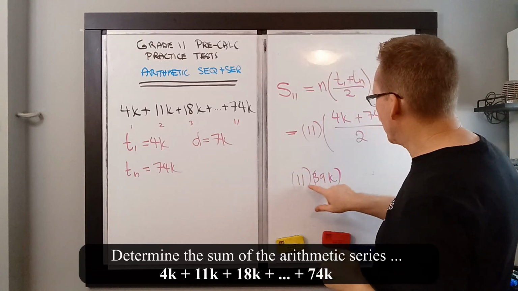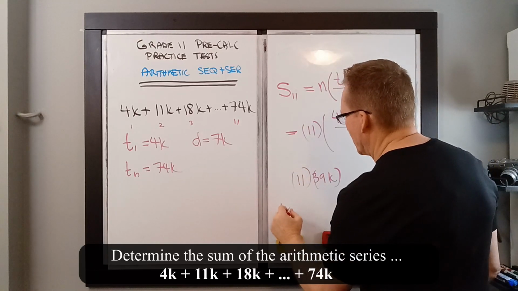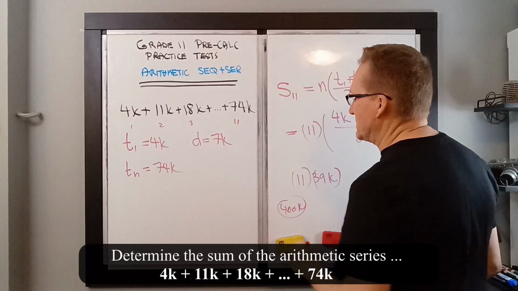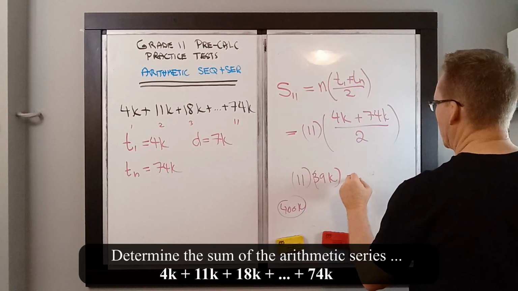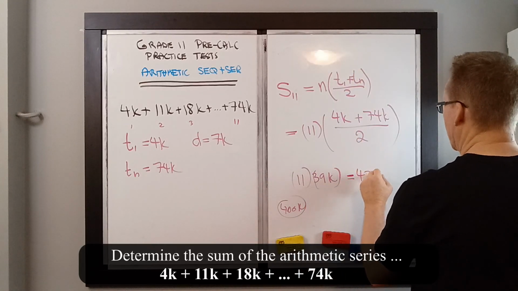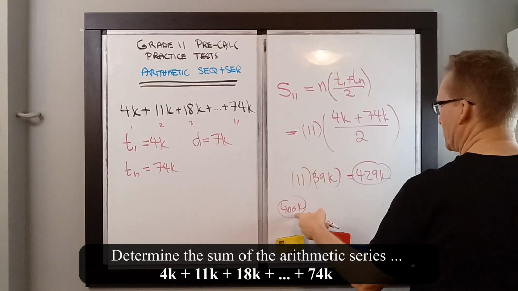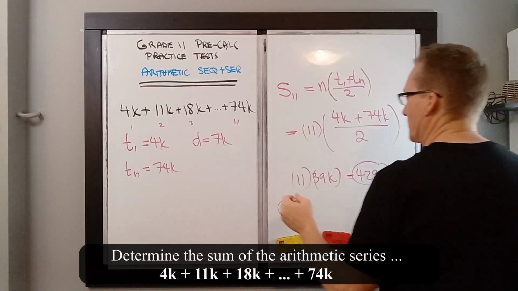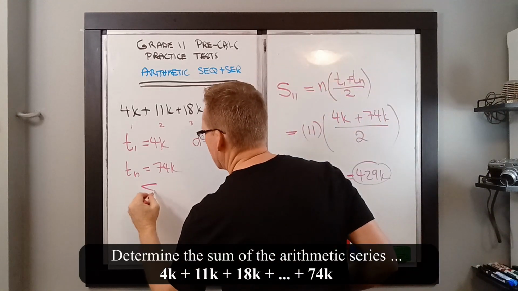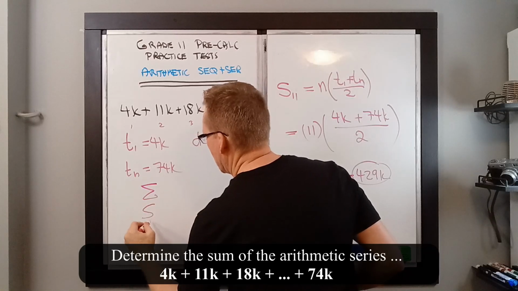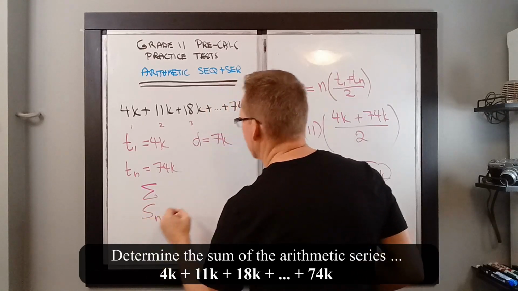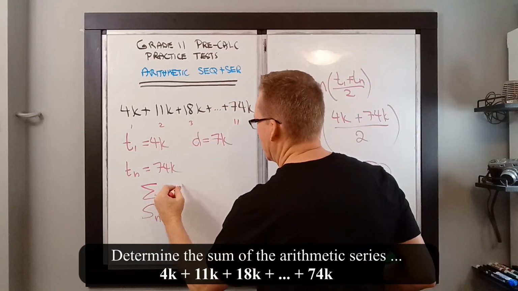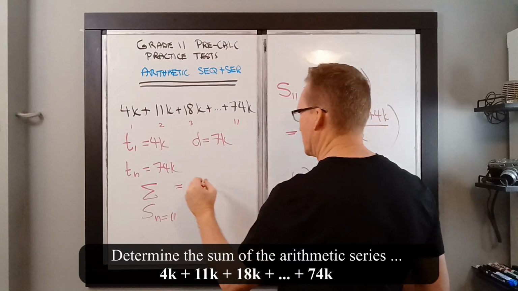You can tell it's about 40 times 10. The answer is going to be about 400k. Let me check my calculator. I am coming up with 429k. Pretty close to my estimate, so I know I'm probably right on both of these. So the sum of n terms, where n is equal to 11, in this case, is 429k.